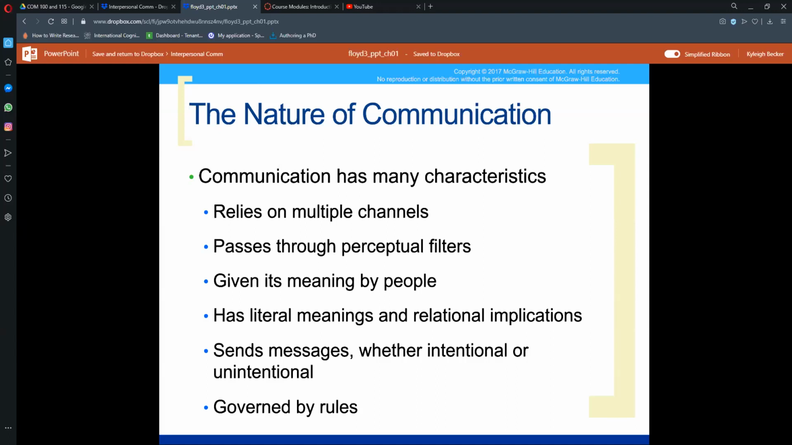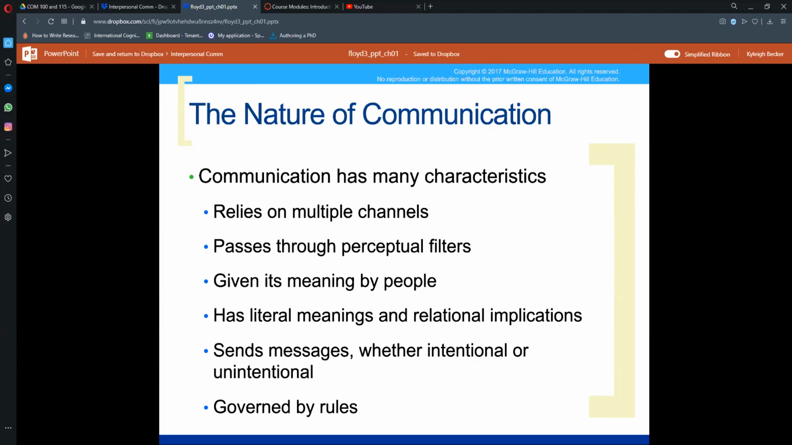Maybe you dress in a specific way to send a message, or maybe you wear a wedding ring to show very intentionally that you are married. But sometimes things are more unintentional. Whether we look a little disheveled, or maybe we forgot to put on deodorant that day, it does send an unintentional message. And it is governed by rules.